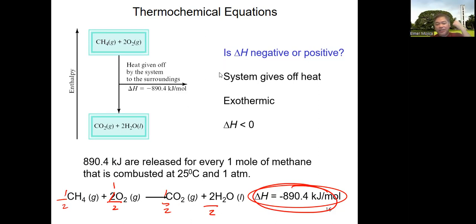That's just linking you to the extensive property of enthalpy. So whatever you do here in the reaction, you're also going to do in the enthalpy value. So how do I make it into one? I divide it by two. So I'm going to divide everything by two. Clear? Clear ba class? Yes, professor.